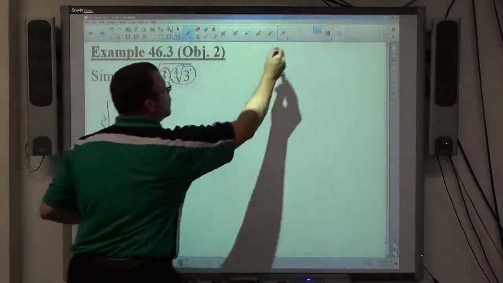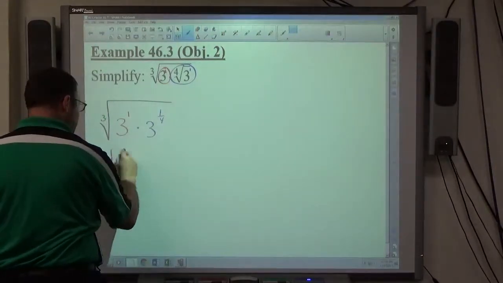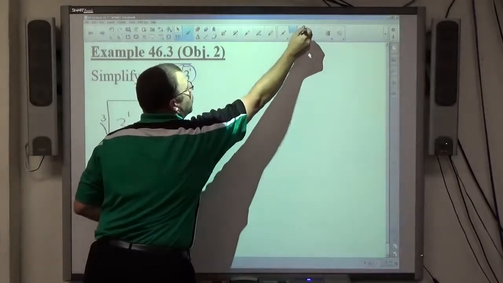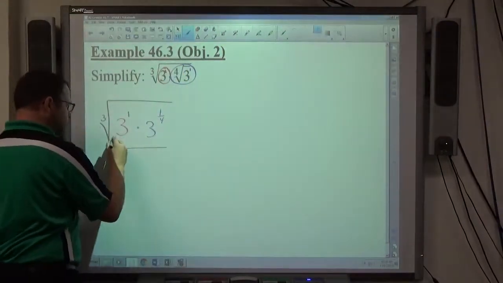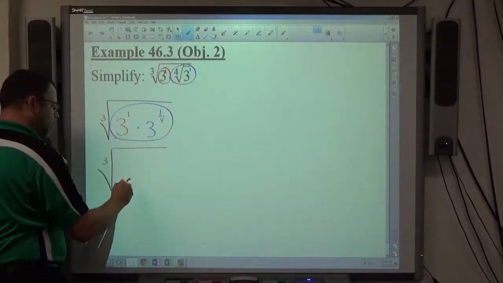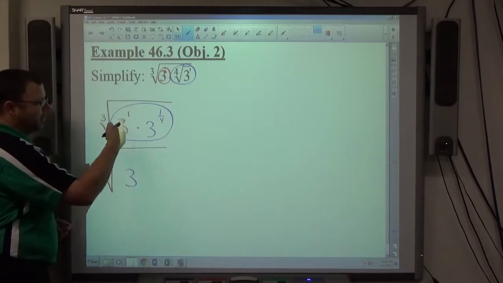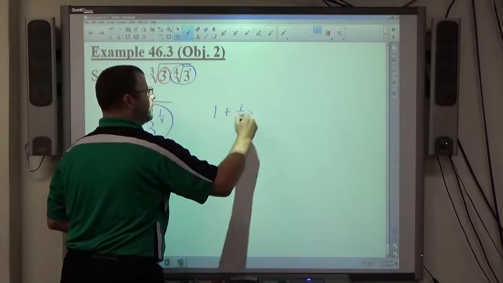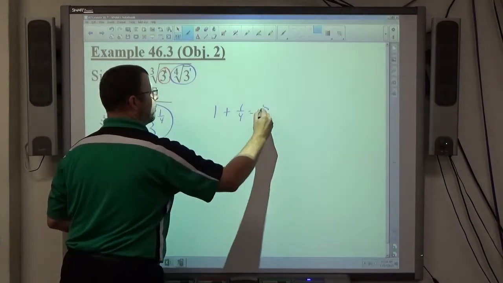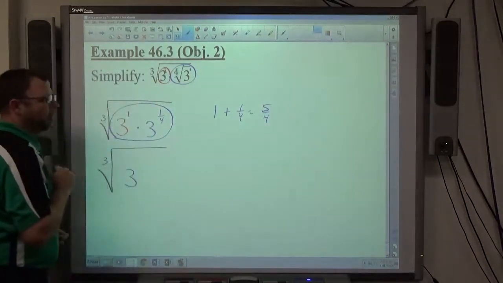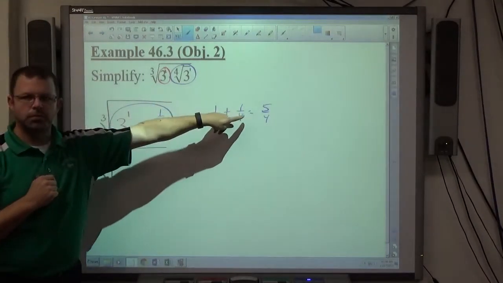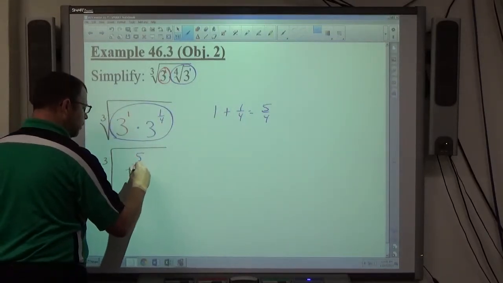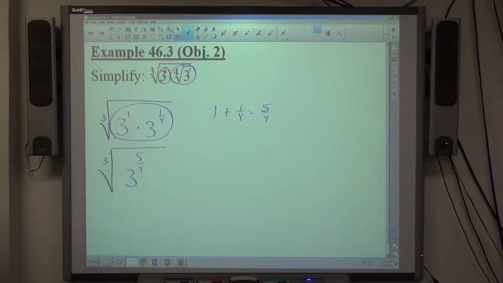So next step, still have a cube root, because again I don't deal with this till the very end. And I need to create a single object here, 3 to a power. And again, the rule tells me I simply add the powers. So if I add 1 plus 1/4, what do I get? 5/4. 1 is 4/4 plus 1/4 makes a total of 5/4. So what I have circled here in blue is the equivalent to 3 to the 5/4 power.